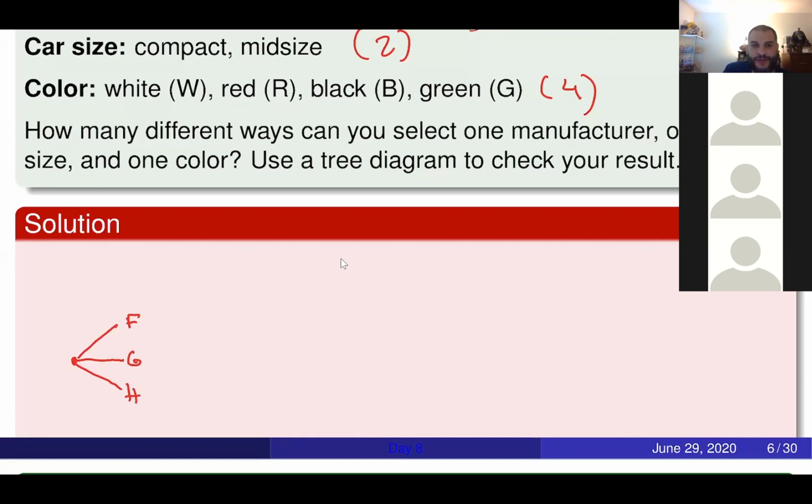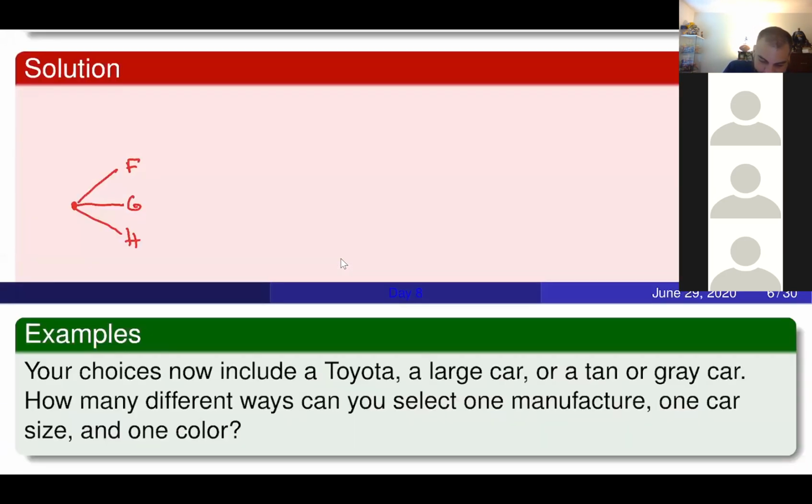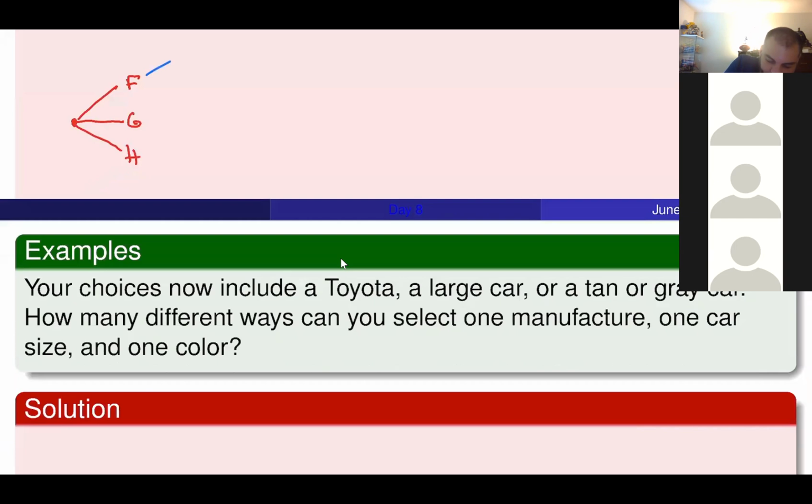Once you choose which type of manufacturer you want, then you have 2 options for the size of the car. We could either choose a compact car, or a mid-size car. So if I choose a Ford, I have those 2 options. If I choose a GM, I also have those 2 options, a compact or a mid-size. Also, if I choose a Honda, I still have those 2 options.